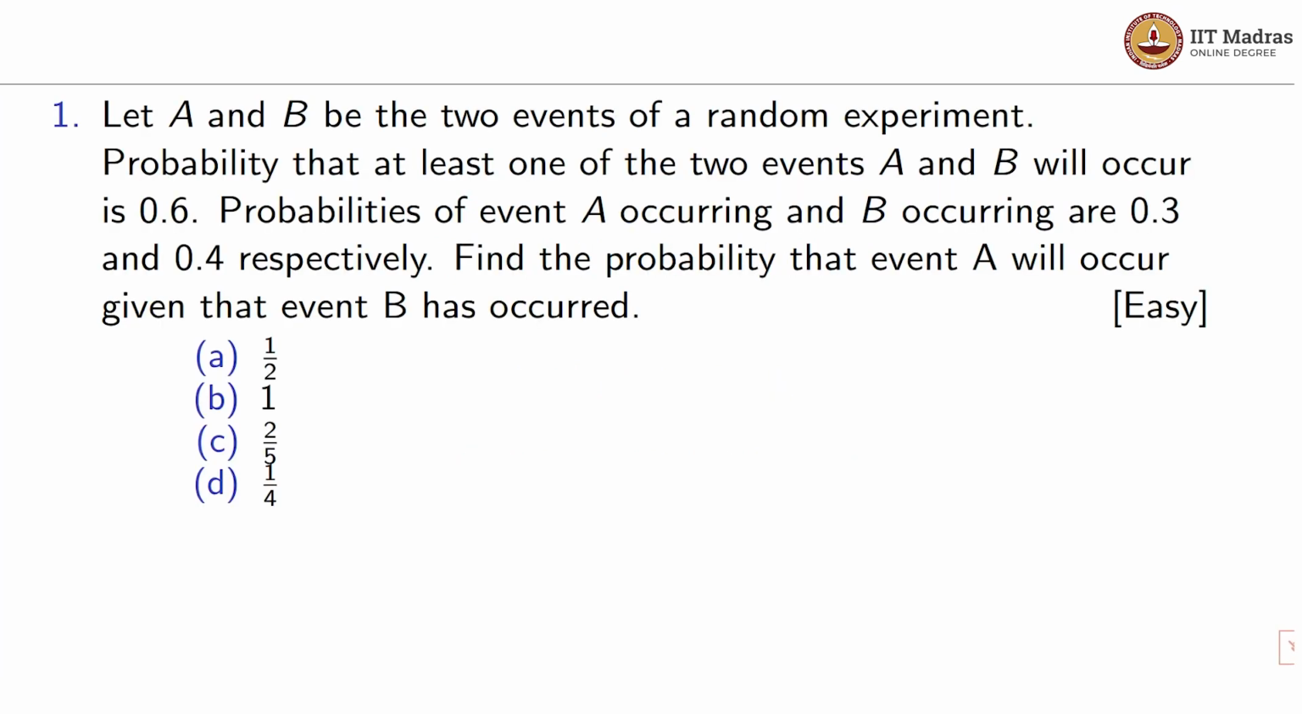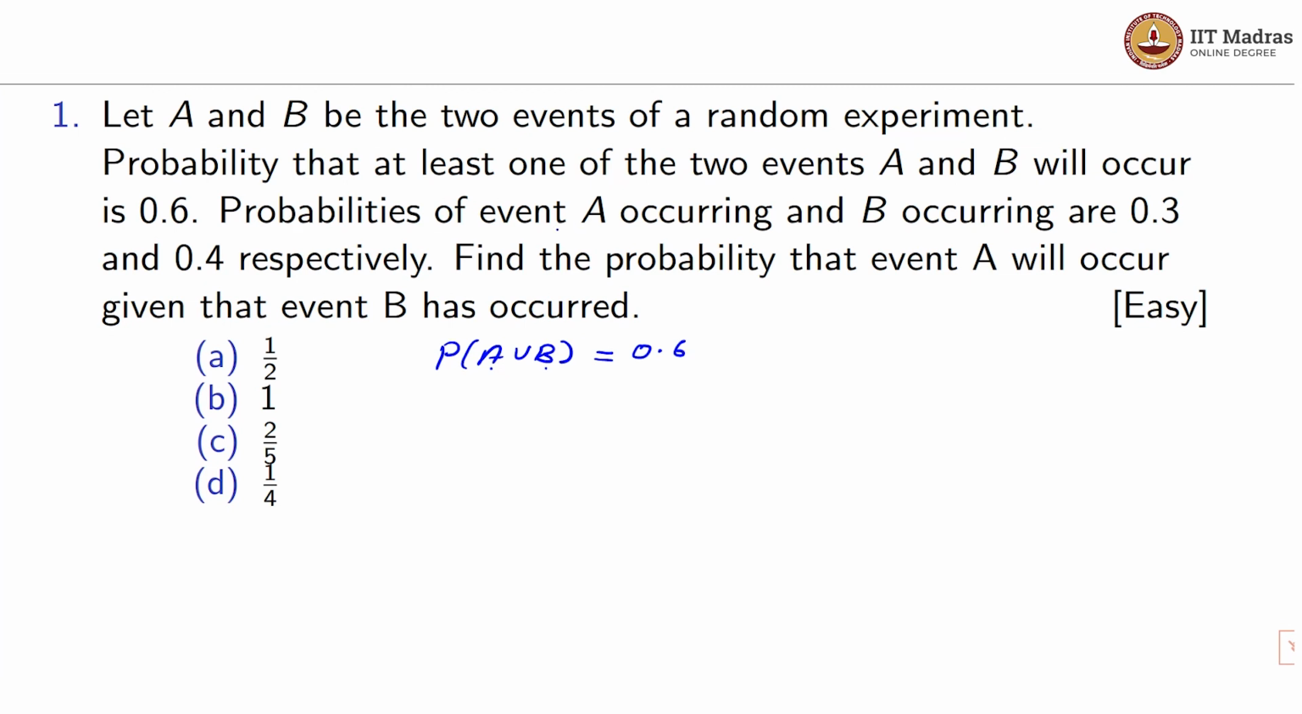First question. Let A and B be two events of a random experiment. The probability that at least one of the two events A and B will occur is 0.6. That is, the probability that either A occurs or B occurs or both occur is given as 0.6, which is written as P of A union B.